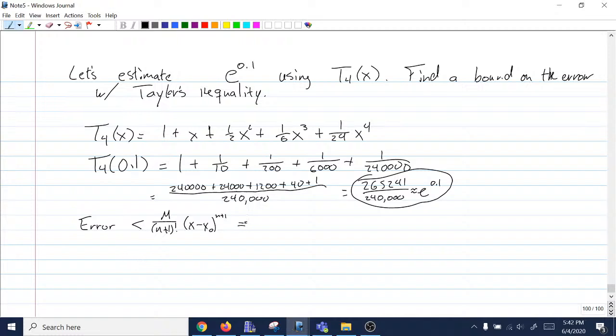In our case, that's going to be m over 4 plus 1, which is 5 factorial. The difference between the center and the point we plugged in is 0.1 to the 6. Okay, so now this part is helping us. It's making it even smaller. How big is m?